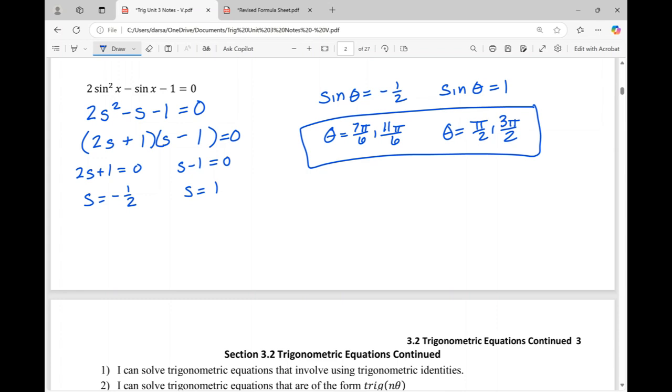So when you see more than one trig function, like sine squared and sine, or cosine squared and cosine, or tangent squared and tangent, or anything like that, begin by factoring and then move on from there.